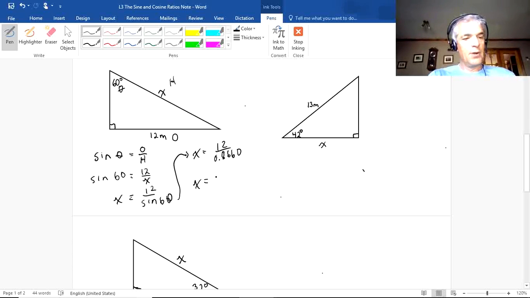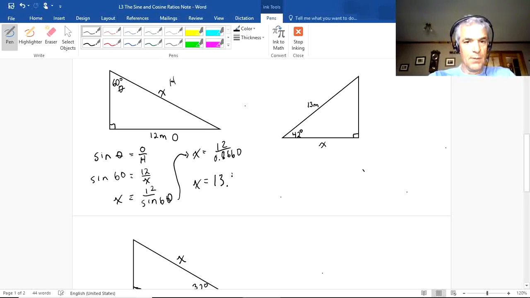And the next step, I can do the math and calculate this. So if I turn my calculator on, now you can't actually see me doing this, but I'm turning it on. 12 divided by 0.8660 equals, and the answer comes out to 13.8568. So I'm going to round off to one decimal place. It's going to be 13.9, and I'm going to include my units. Put a box around it, and I'm all done.